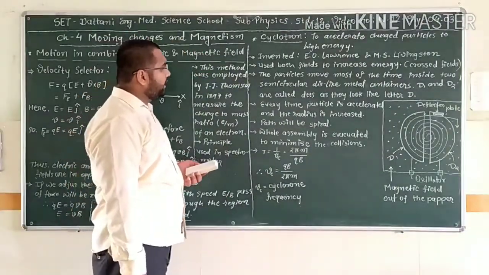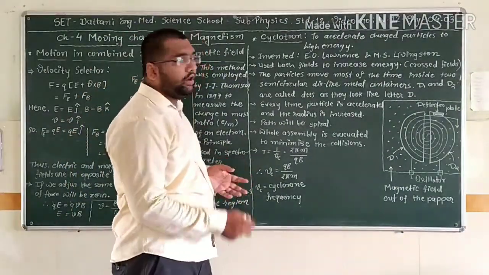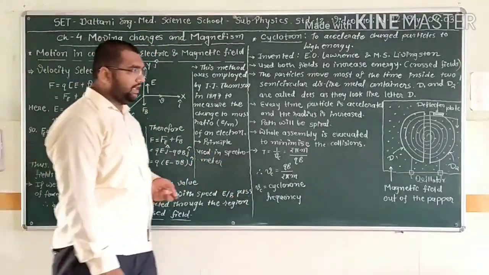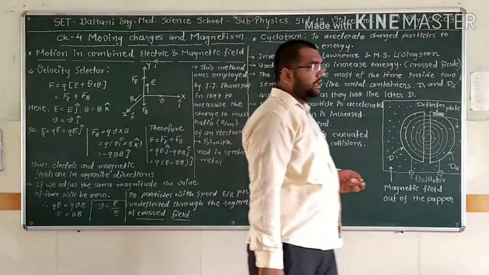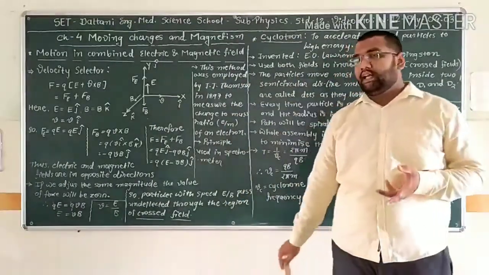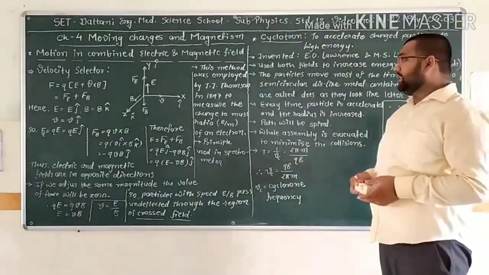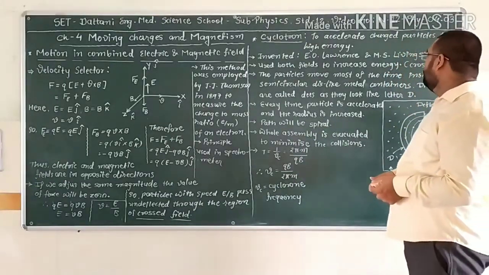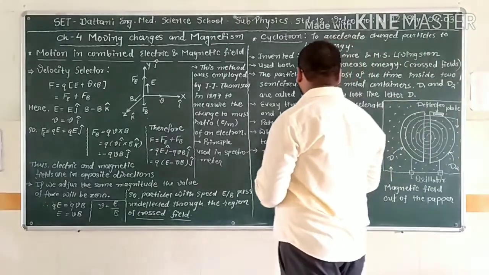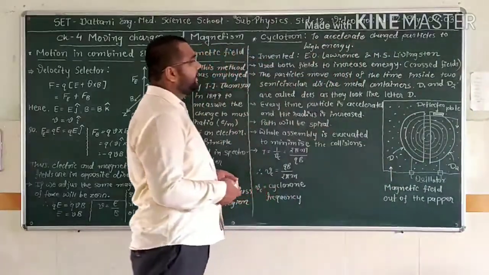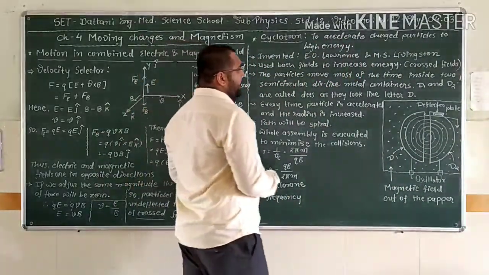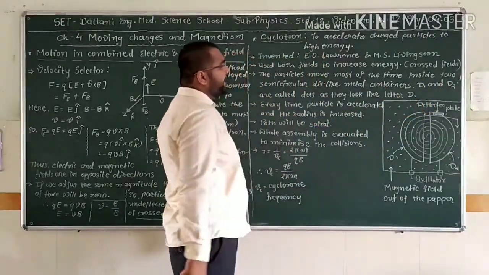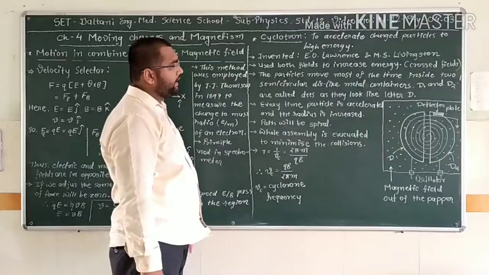The cyclotron uses both fields, the electric field as well as the magnetic field. These two fields are perpendicular to each other in the cyclotron. The particles move most of the time inside two semicircular metal containers, D1 and D2, called dees as they look like the letter D.